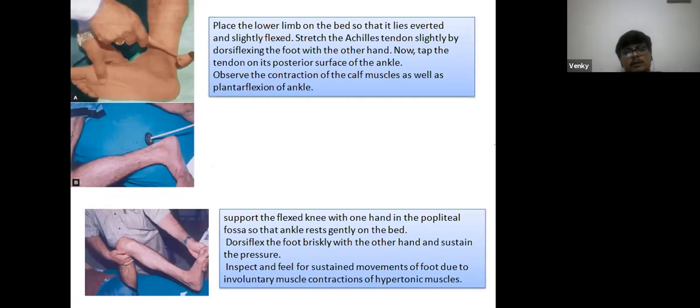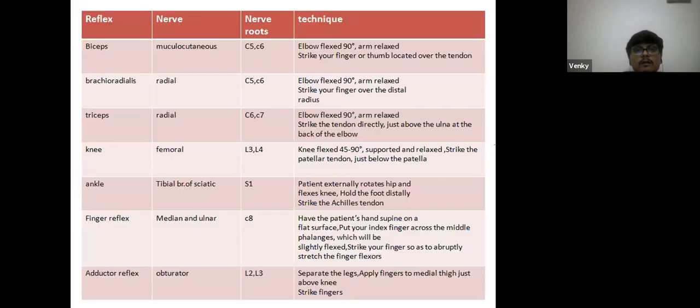This is the position to look for ankle clonus. Support the flexed knee with one hand in the popliteal fossa so that the ankle rests gently. Don't keep your hand over the gastrocnemius. That is the main point. Then dorsiflex the foot briskly with the other hand and sustain the pressure. In case of high ankle clonus, definitely more than 6 intermittent jerky movements can be seen. So this is the overall.